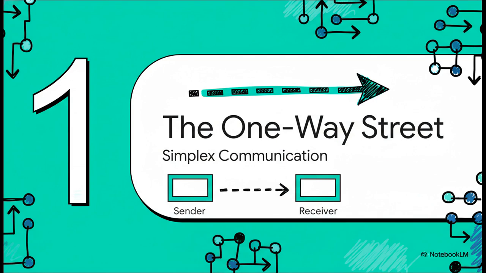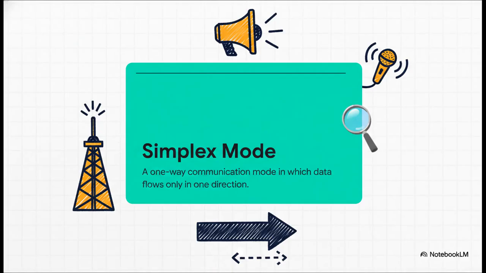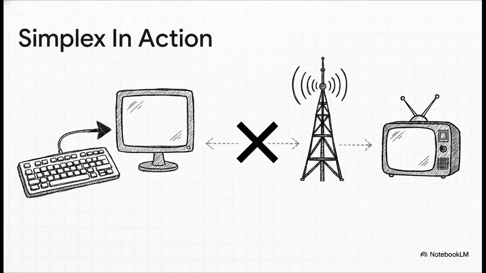All right, first up, let's talk about the one-way street of data. This is the simplest form of communication out there, and it's called simplex mode. The definition is pretty much right there in the name. Simplex is a communication mode where data only flows in one direction, period. Kind of like a loudspeaker at a stadium, the announcements go out, but there's no way for the crowd to talk back through it.